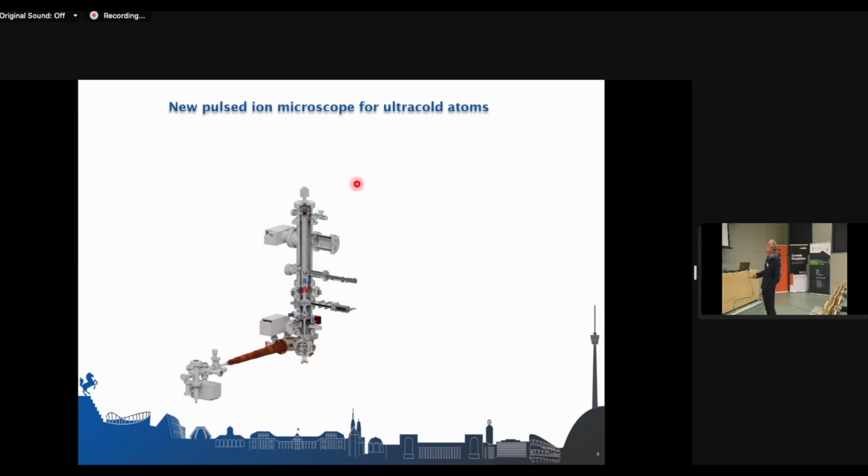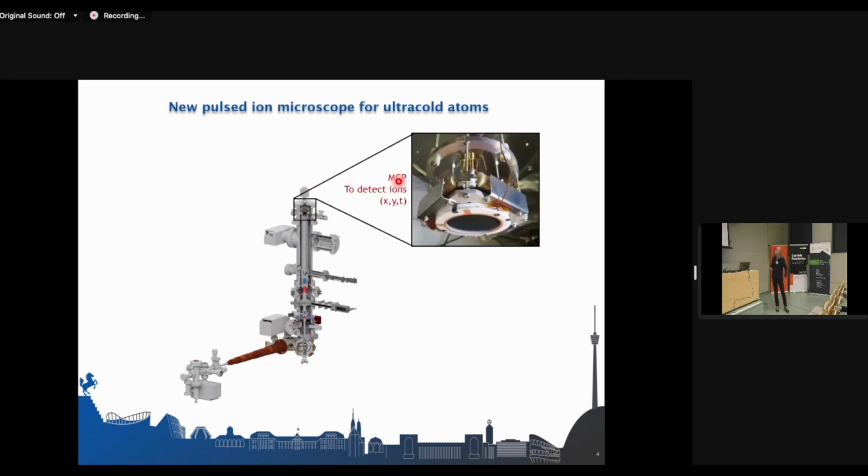And that detector at the top is an MCP detector that has spatial and temporal resolution. Many of you are using this. And it has a delay line detector, so it gives very good time information as well.